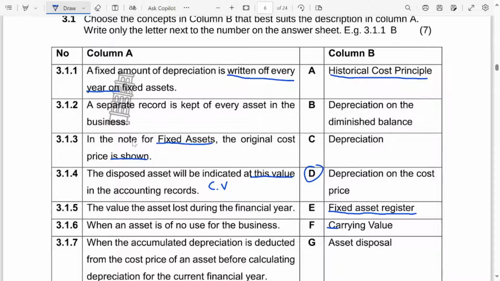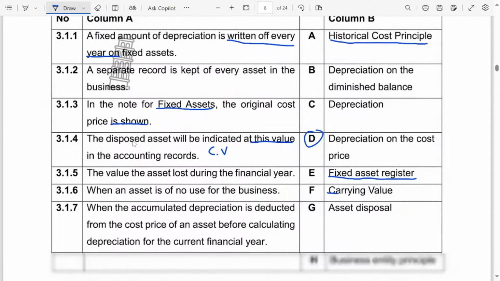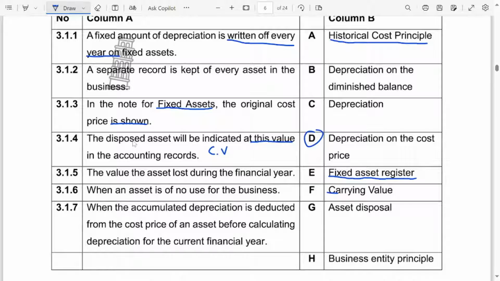And then the next one, 3.1.5. The value of the asset lost during the financial year. Which one is that? The value of the asset lost during the financial year is going to be the depreciation. So the answer is C.